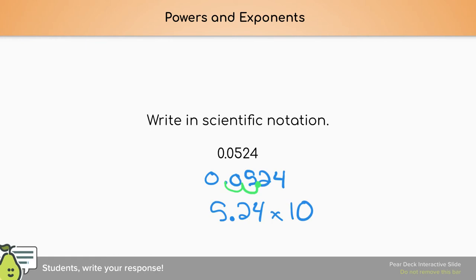And now since this is a very small number, since we moved to the right, and we moved 1, 2, so 2 places to the right, that means it's going to be a negative. And there's our final answer, 5.24 times 10 to the negative 2nd power. And how did we get to the negative 2nd? Well, we moved it 2 places to the right.